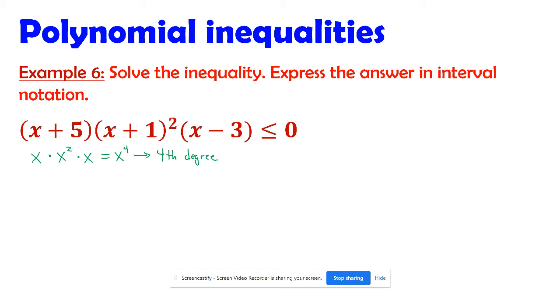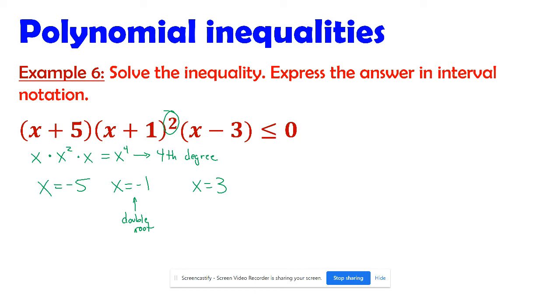And we have 3 roots. We have x equals negative 5. We have x equals negative 1, and that's a double root because there would be 2 different factors that give us that because it is squared. And then we have x equals positive 3. And then we want this to be less than or equal to 0.